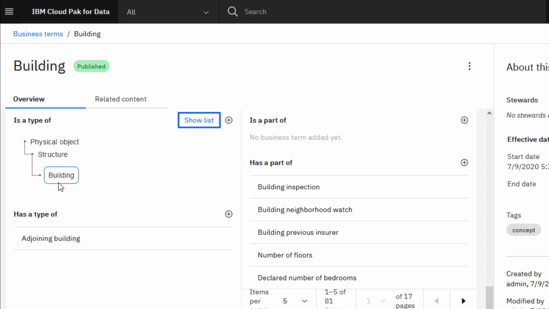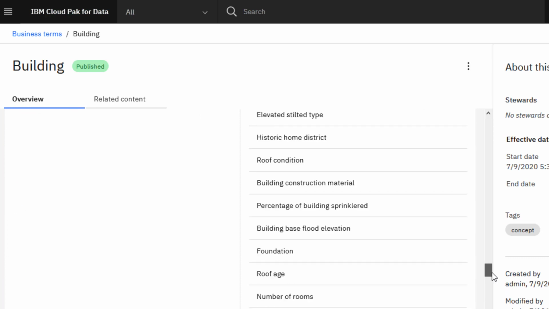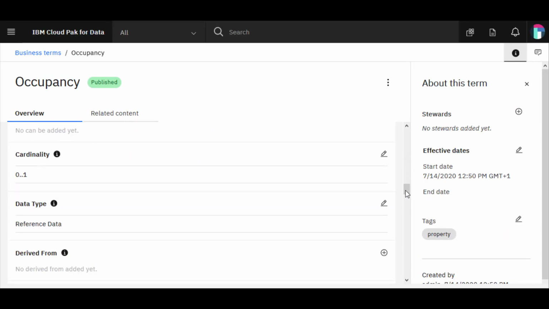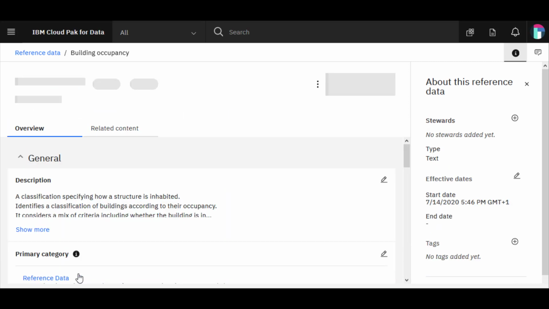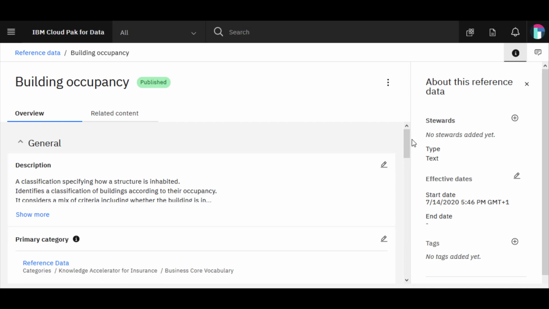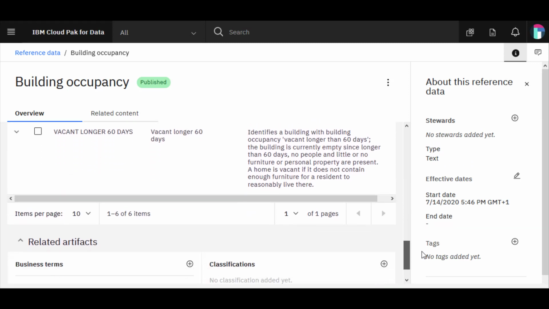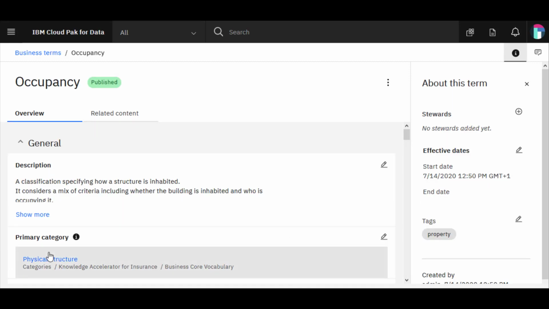If we go to the term structure, you can see that other types of structures also exist. For example, the term garage. Let's look at one of the property terms associated with a building. For example, the term occupancy. You can see that it has a classification label of property and a data type of reference data. This property has reference data sets associated with it, with different types of occupancy types, which can be customized or extended for your particular project.